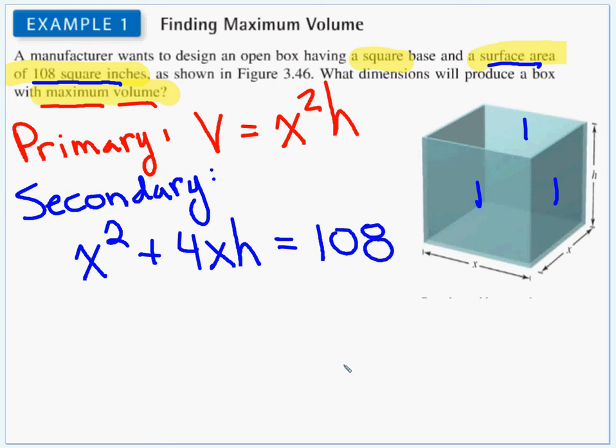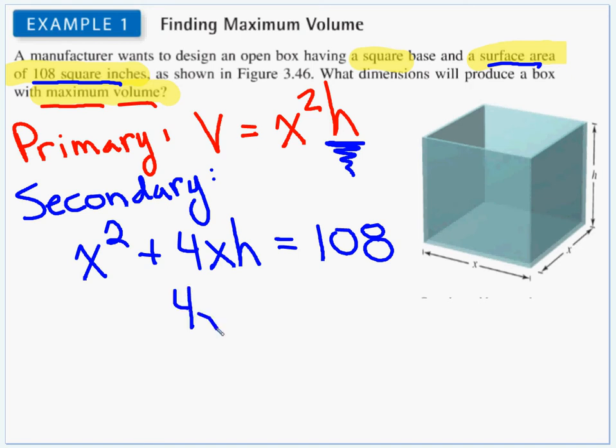Okay, so we've got our primary and our secondary. The usual steps now are to solve the secondary to get it down to one variable. So in this case, we're going to get h by itself, and then we're going to take that h and plug it in for this h in our primary equation. Okay, so let's solve this for h.